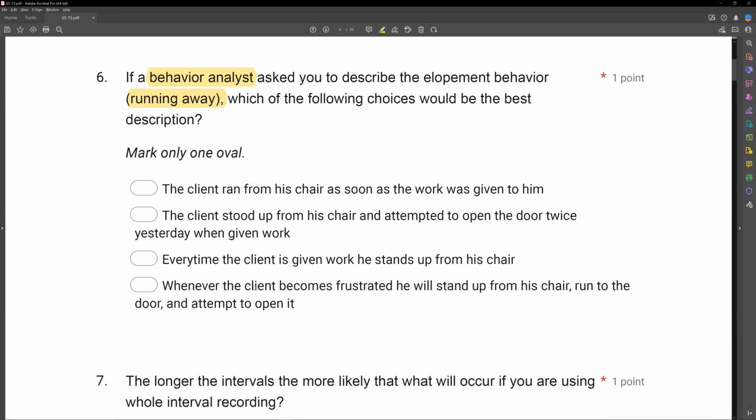If D had said, whenever the client is given work, he stands up from his chair, runs to the door, and attempts to open it, that's a very good description. But we can't say, well, they become frustrated, so they do this, right? That's a big no-no. So the best description here is going to be B. Client stood up from his chair and attempted to open the door twice yesterday when given work. We have an antecedent, we have a measurement, and we have a detailed look at what is actually occurring.